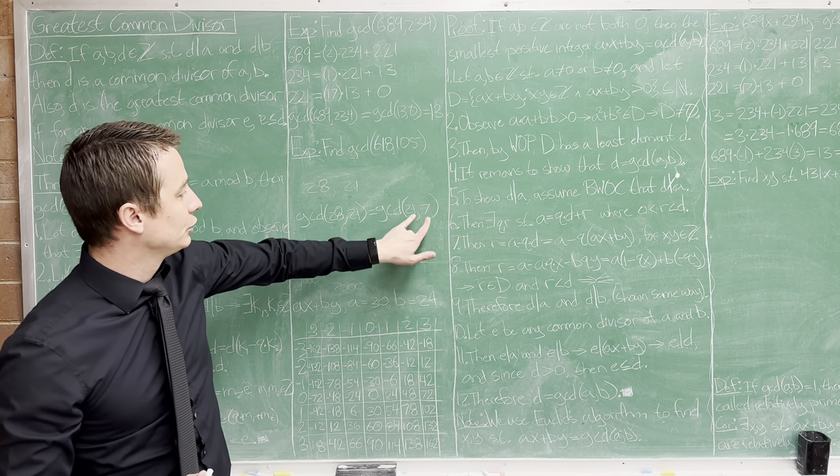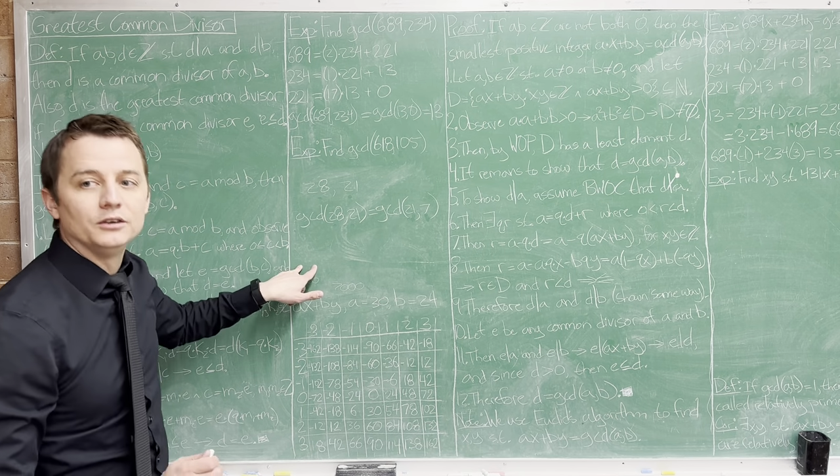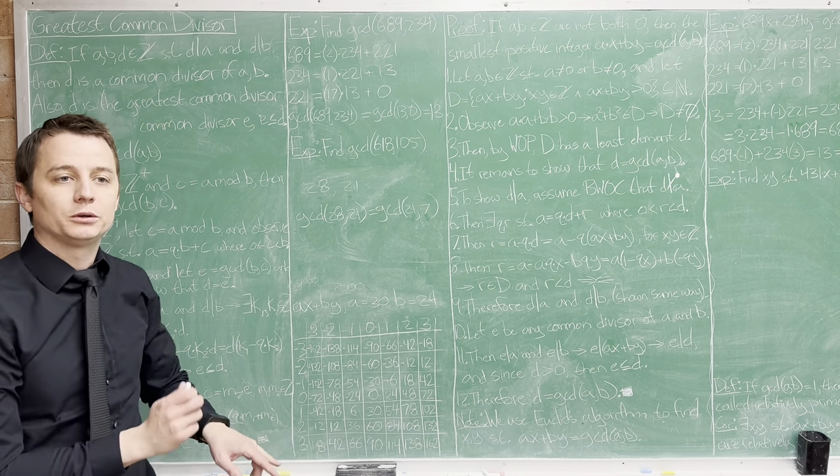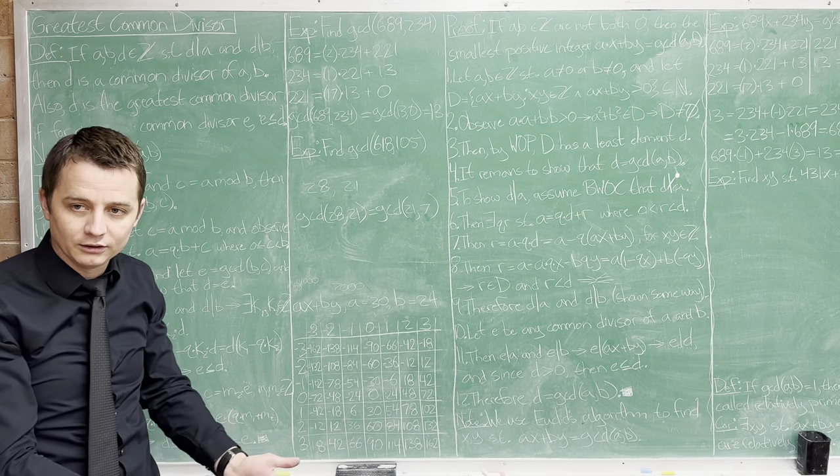Okay. And if we couldn't do it for 21 and 7, we could do the same thing again. Take 21, mod it by 7. We got two new numbers, and look for the GCD with those smaller numbers. It helps you take big numbers and reduce it to smaller numbers that you can talk about.